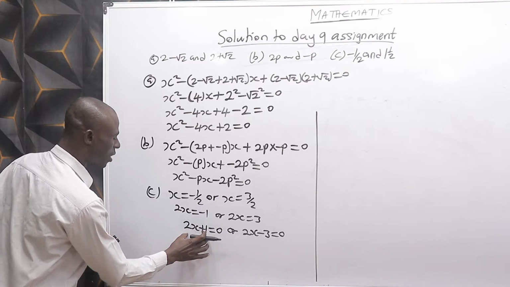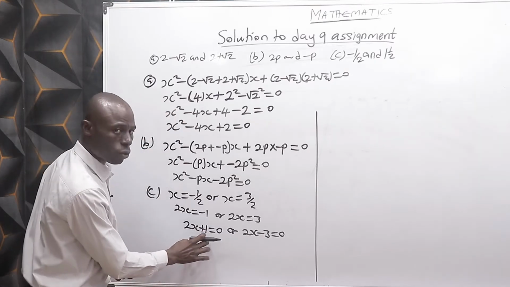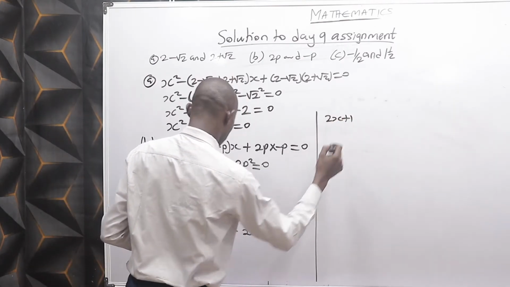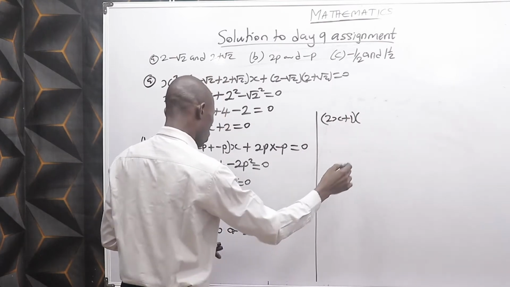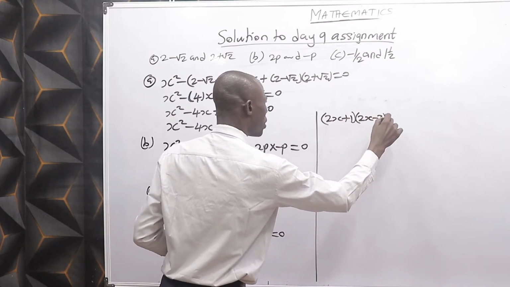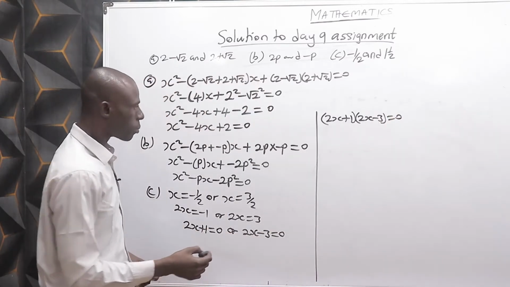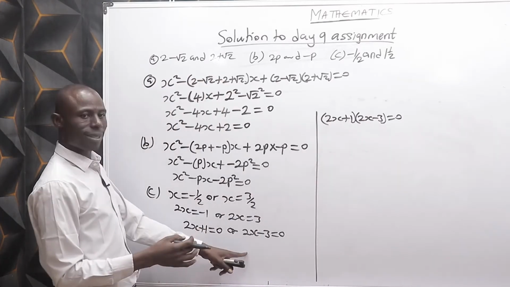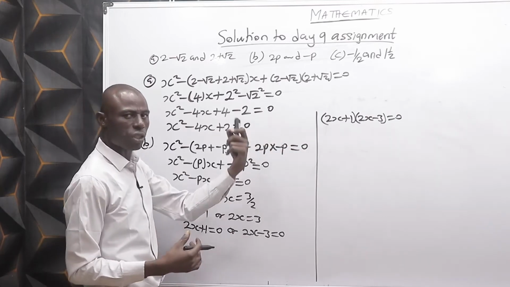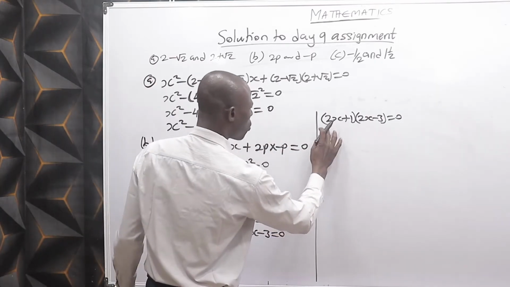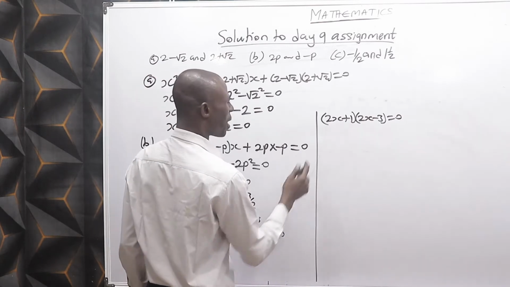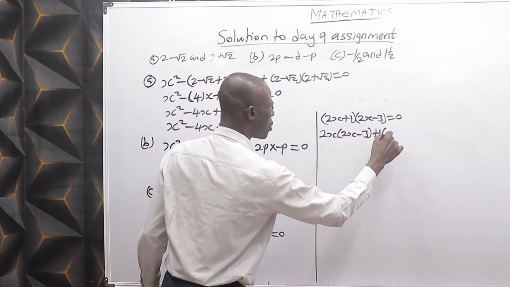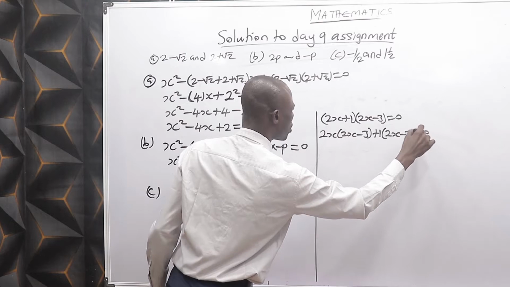Find the product. Let the product of these two equations be equal to 0. 2x plus 1 into 2x minus 3 equals 0. Because we know that actually this leads to this, that's why we are bringing it back to its former state. So we now open this bracket. We expand the bracket to have 2x into 2x minus 3 plus 1 into 2x minus 3 equals 0.